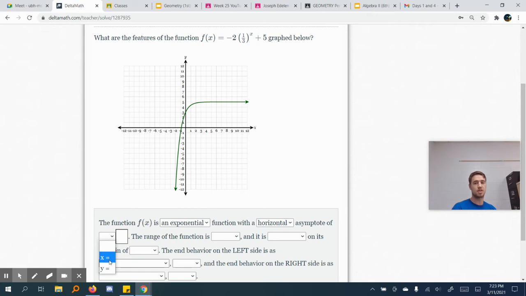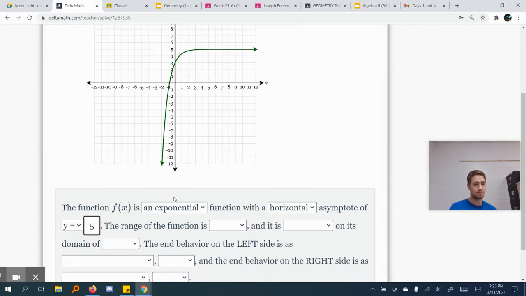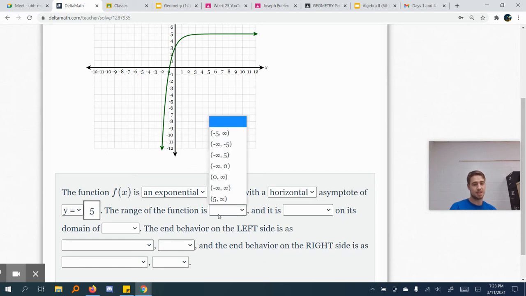So you want a horizontal asymptote to have a y equals, because that means all of the x's for which y equals, and we said earlier, 5. Because it's never going to cross above y equals 5. The range of this function is, got a lot of options here. Remember, this is the y values we're allowed to have.